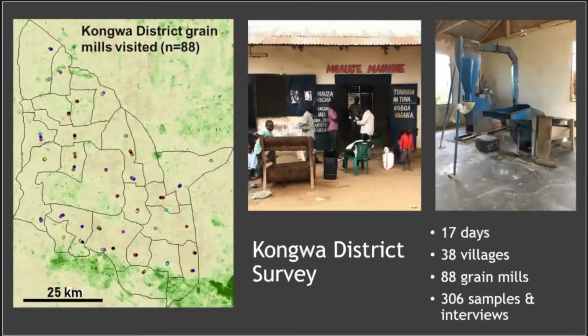So for my survey, I visited Kongwa District, and over the course of 17 days, visited 88 grain mills and interviewed 306 customers of these grain mills and took a sample of maize from each one. These grain mills are sort of local nodes of maize processing. So everyone within a maybe 5-kilometer radius of that grain mill goes there to have their flour or their whole maize ground into flour for household use. So it allows you to understand local variance in mycotoxins as well as sort of georeference that so you can look at environmental indicators.